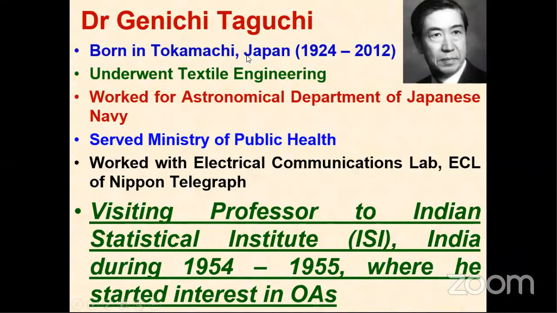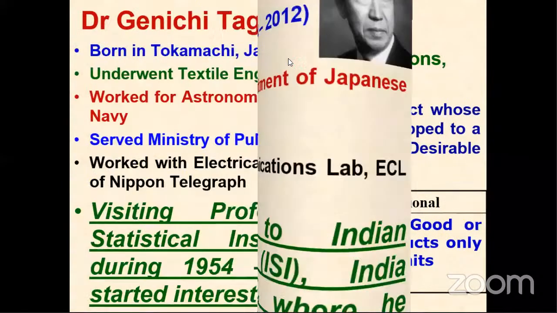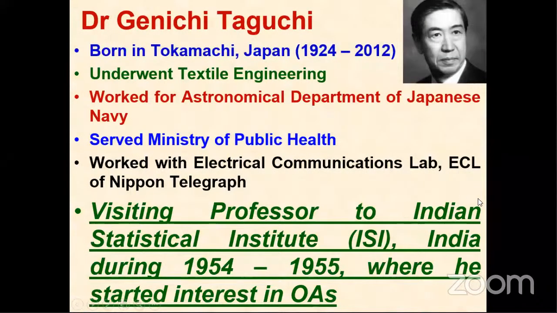And who found this? It is Dr. Genichi Taguchi, a Japanese, and he worked as a visiting professor at the Indian Statistical Institute, ISI, Kolkata, where you could see the East-East relationship, right? He worked for the Astronomical Department of Japan, and he was with Nippon Telegraph. From Japan, he went to the US, settled there, and today his son is looking after his concern, right? You may say he is the father of this method, but actually his initiation, or else his work, first started at the Indian Statistical Institute, India. To be frank, it is from India.